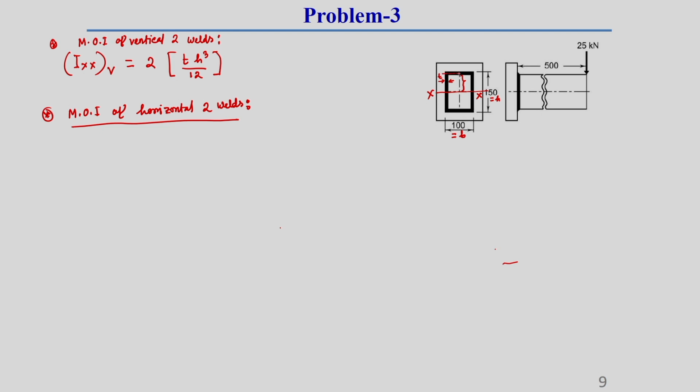So, let us consider this is the CG of this one weld. This is the CG which I am representing as G, small g1. Here I am writing, then it will be more clear, I have to use the parallel axis theorem.